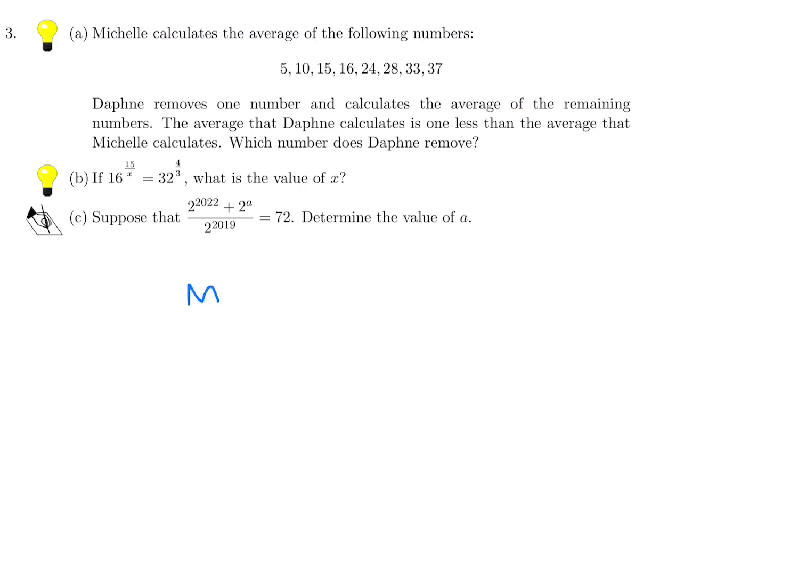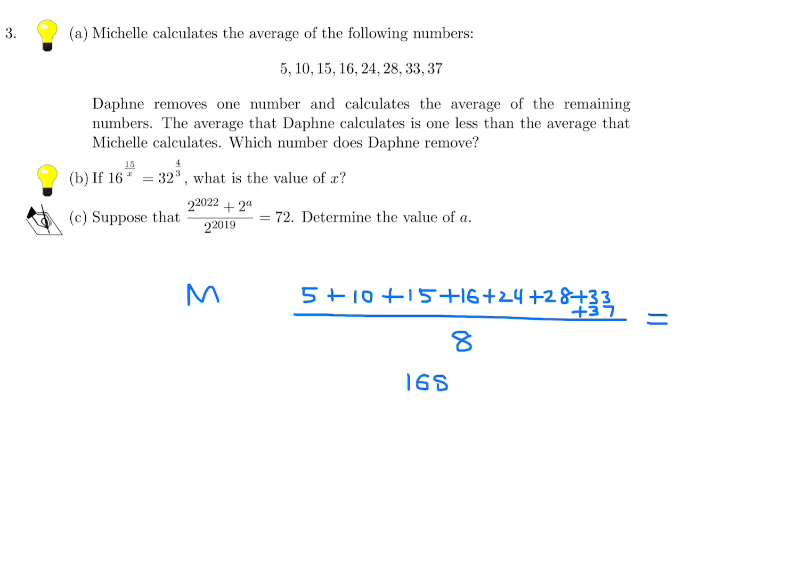Well, Michelle adds them all up, and then you have to divide by 8. And that average we can easily get. So 5 plus 10 plus 15 plus 16 plus 24 plus 28 plus 33 plus 37, and that number, 168, divided by 8 is equal to 21.